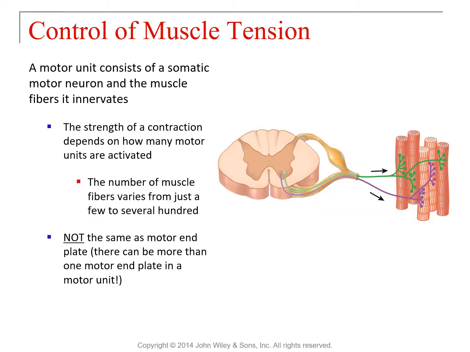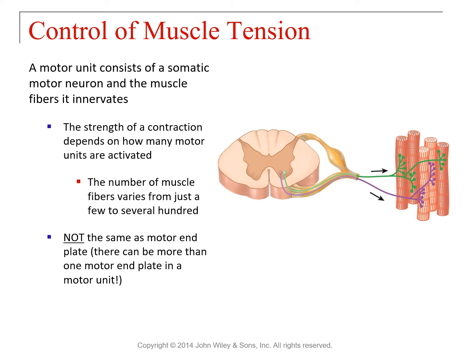Okay, so how is muscle tension actually controlled? There's a new term that I want to mention here, and that's called a motor unit. A motor unit is a motor neuron. This is a neuron that directs actions, so it'll carry instructions from the central nervous system to an effector, in this case the skeletal muscles. A motor unit is the neuron and the muscle fibers that it innervates.